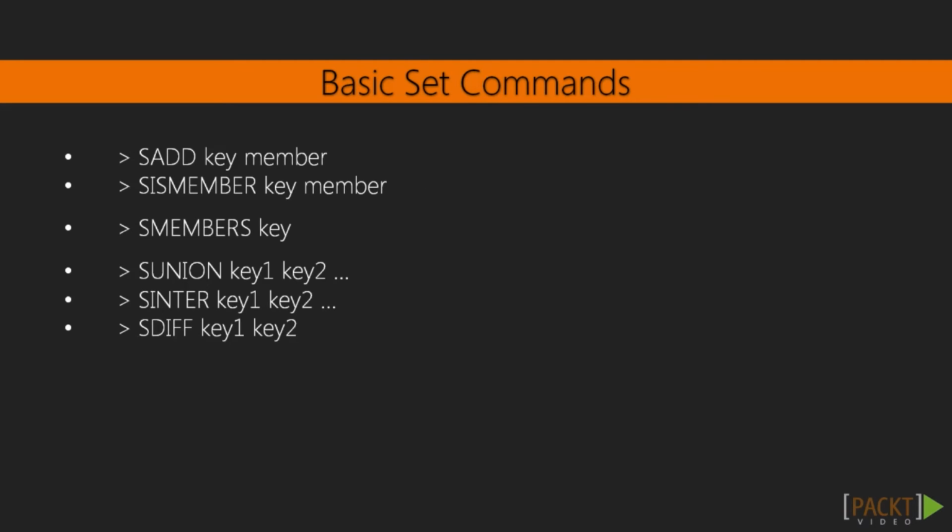So common cases for this might be friends lists or tags. So the basic set commands that you'll probably be working with are the sadd, which allows you to add something to a set. S is member, and S members allows you to see if a member is in that set and what members the set has. And then you have union, intersection, and diff. S union, S inter, S diff. So let's see what we can do with a couple of sets.